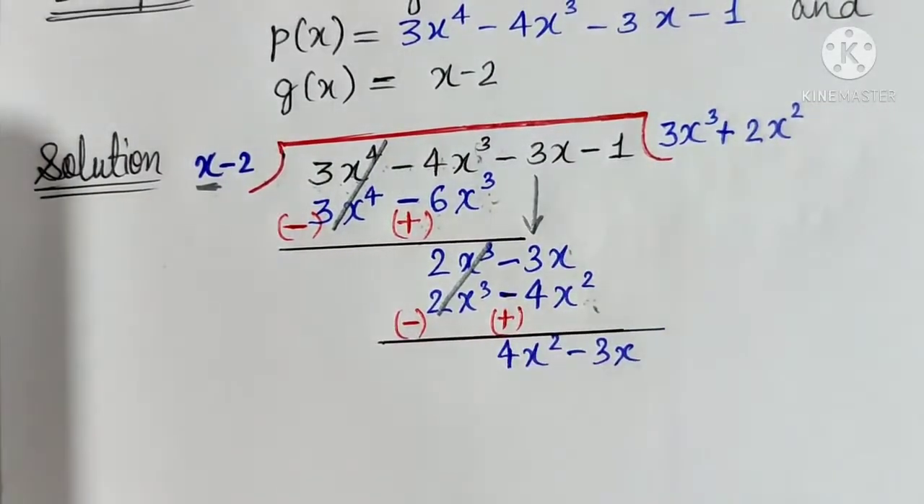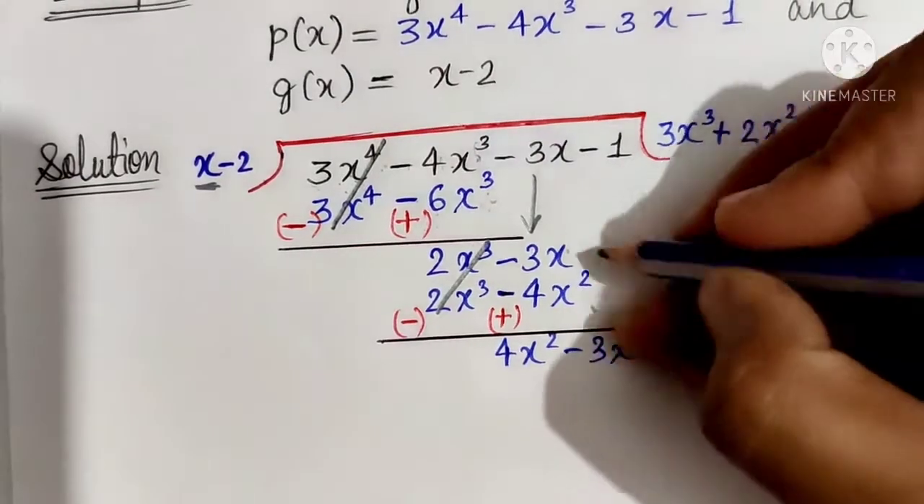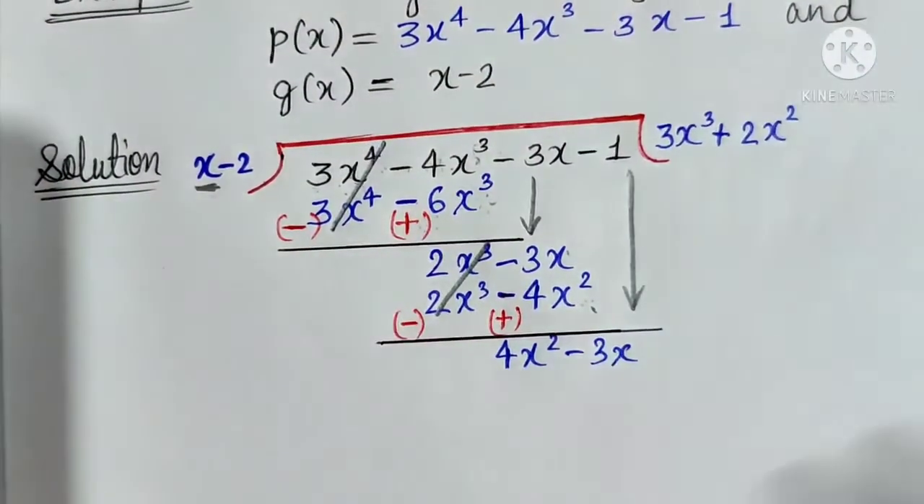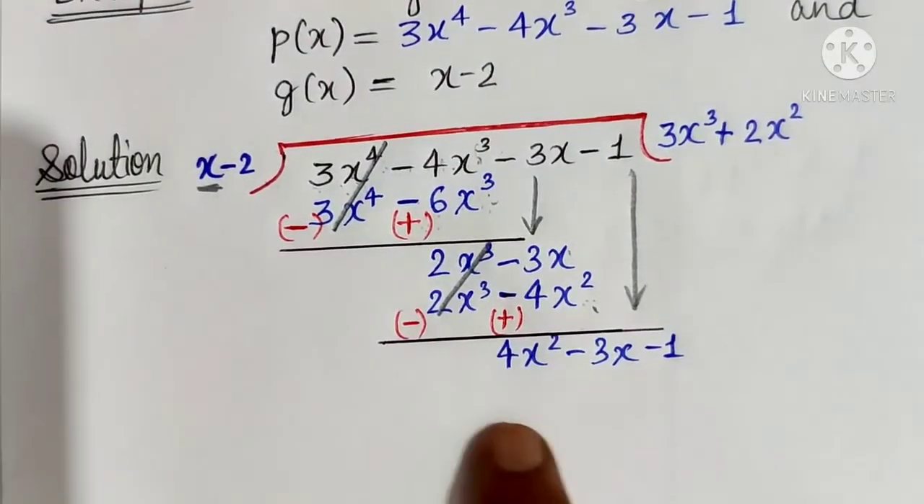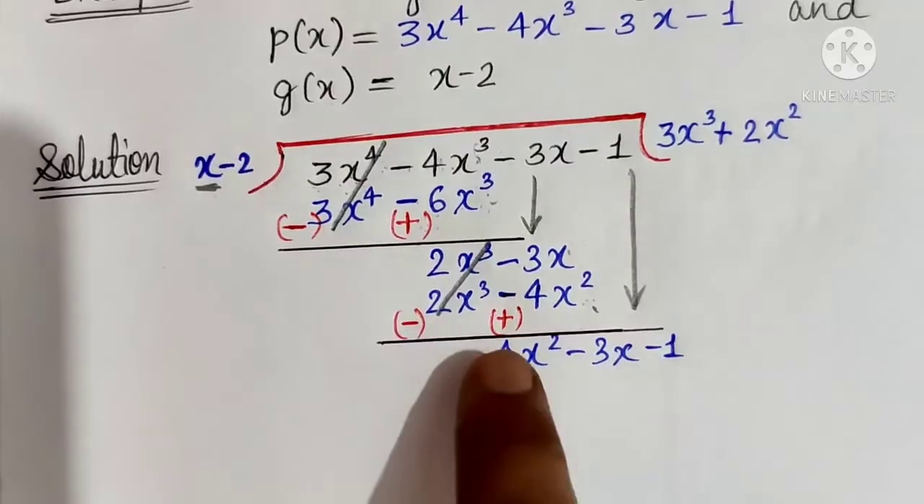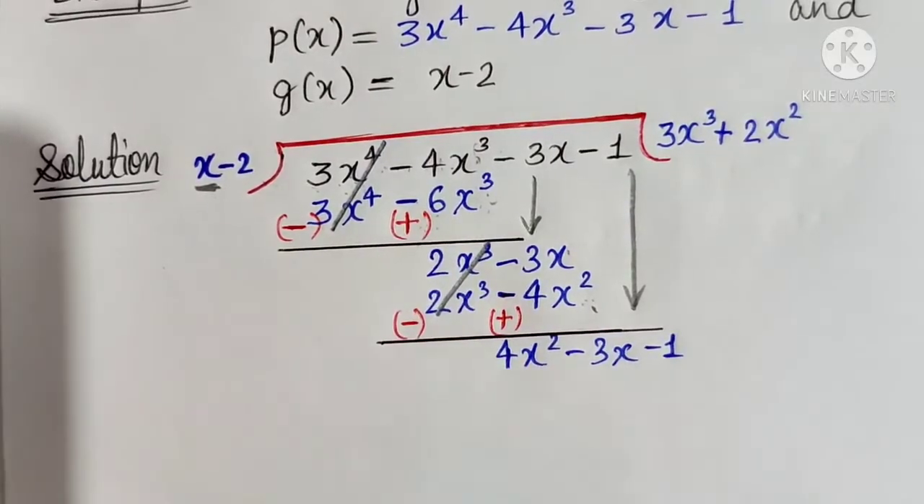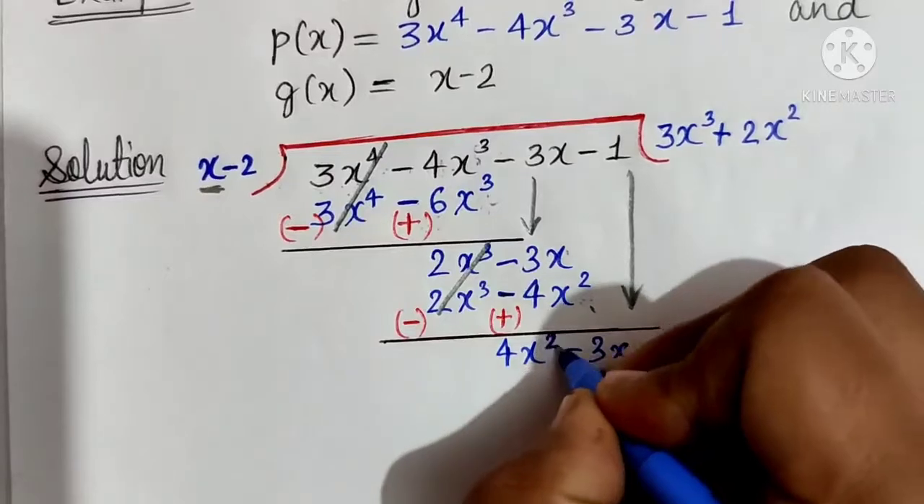And this minus 1 will come downside. So we can write downside. What will come? It will come here minus 1. Okay, now this is the new dividend which we are having. Now we have to divide this one. So what is the first term? 4x square. Always pay attention to the first term. What we need? 4x square we need.